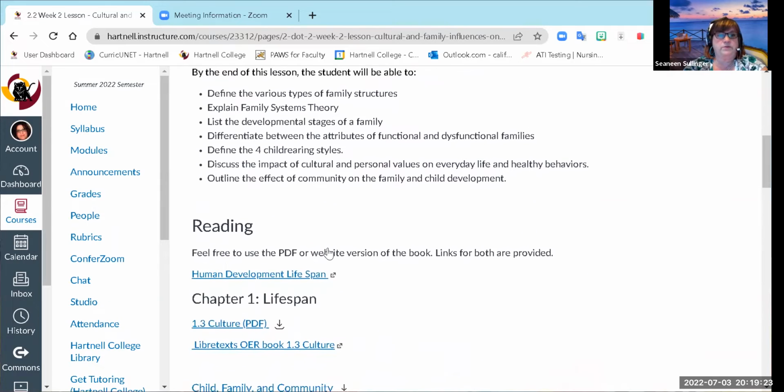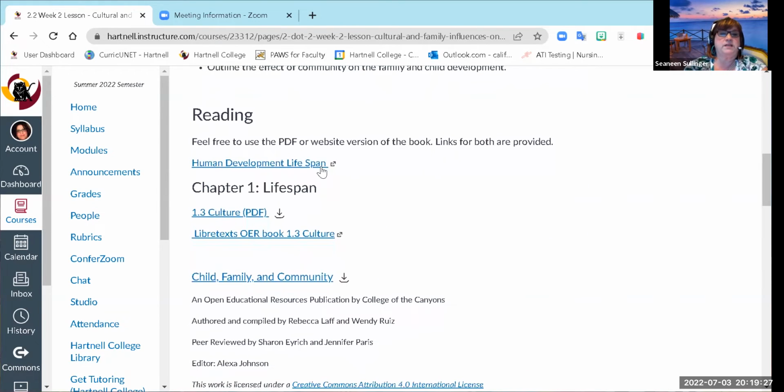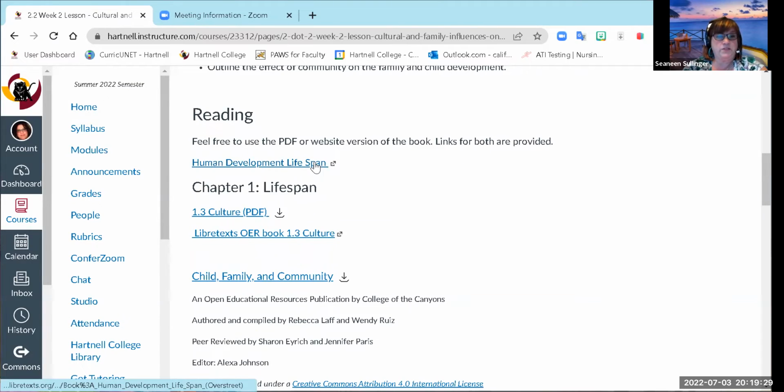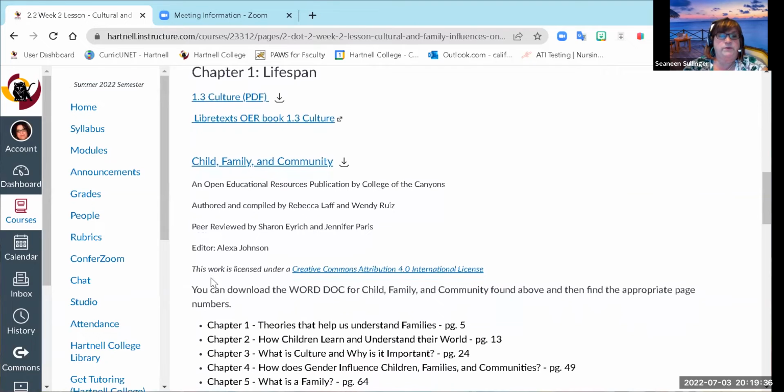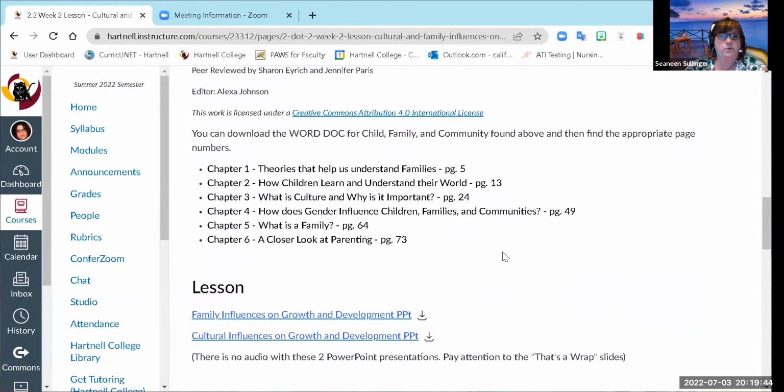Learning outcomes, there's the goal. Here's the reading for the week. This is in the web page that you go to, as well as this one. And then this is the PDF. When you look through here, these are the chapters to be familiar with, talking about family, parenting, how children learn and understand in their world.